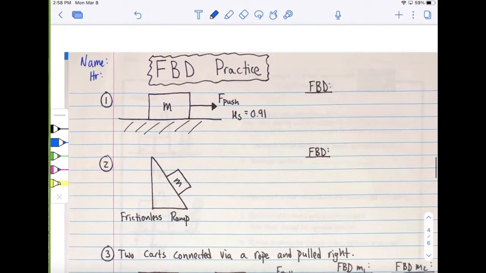Okay, so that's just a quick introduction, and then what you're going to do is take a moment to try doing some FBD practice. Then I'll post some answers so you can check to see how you did, because we just want to practice getting the accurate FBDs.